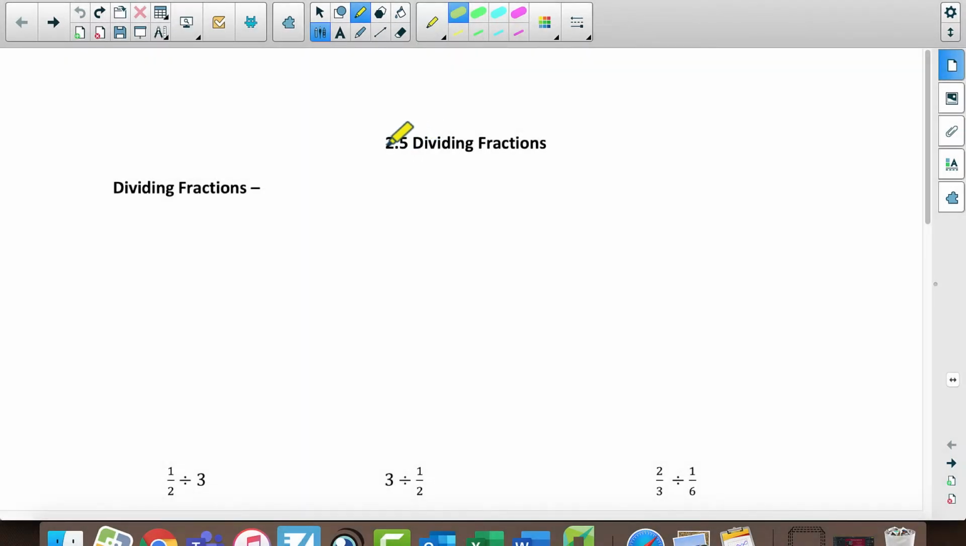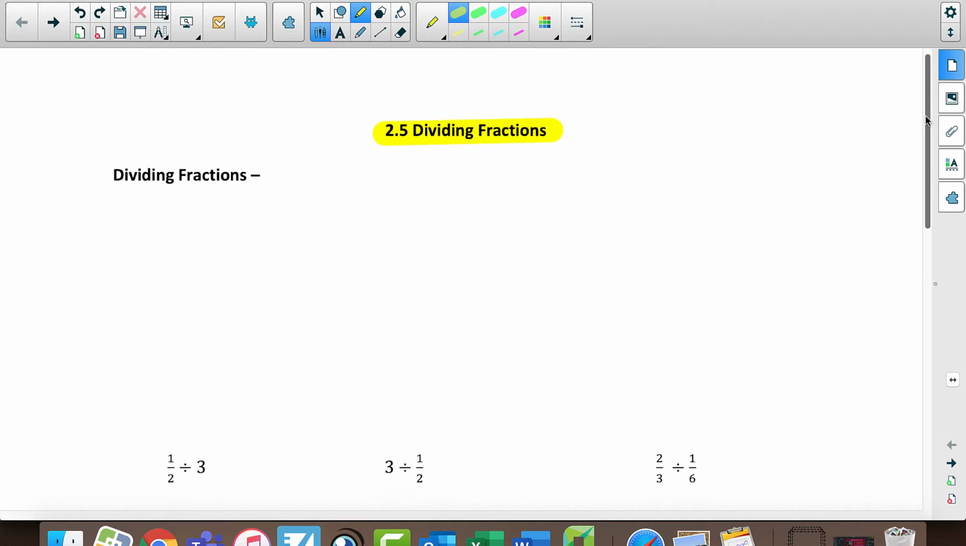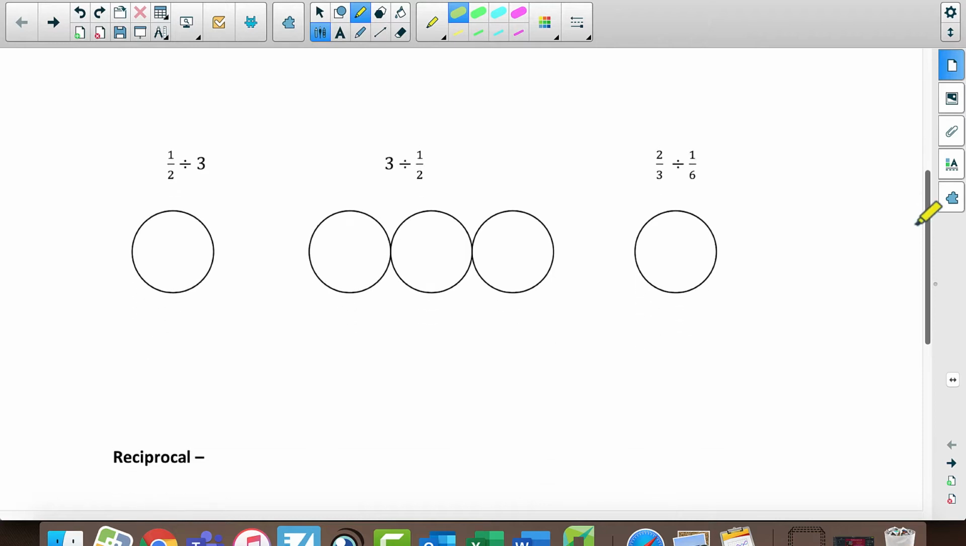Okay everyone, today we will start dividing fractions. We'll do this over 2 days. Just like with multiplying, we'll save the mixed fractions for next day. So I'm going to start by doing some pictures here.